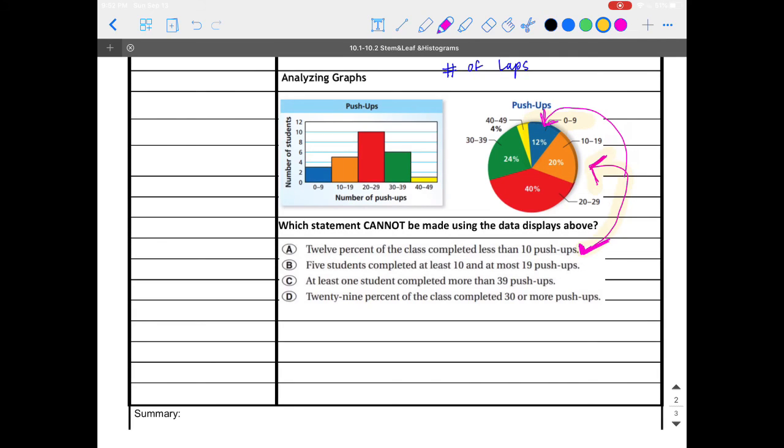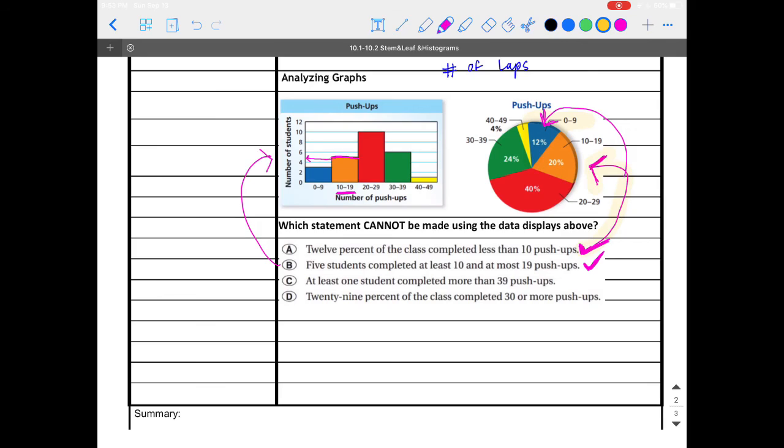5 students completed at least 10 and at most 19 push-ups. So I think it would be a good idea for that one to look over here at our histogram. So 5 students completed at least 10 and at most 19 push-ups. So here, at most 19. So here we would need to see if 5 students completed this much right here. And when we look, that's in between 4 and 6, and that would mean 5. So 5 students completed at least 10, so 10 to 19, and at most 19. And that's correct. 5 students did complete that.